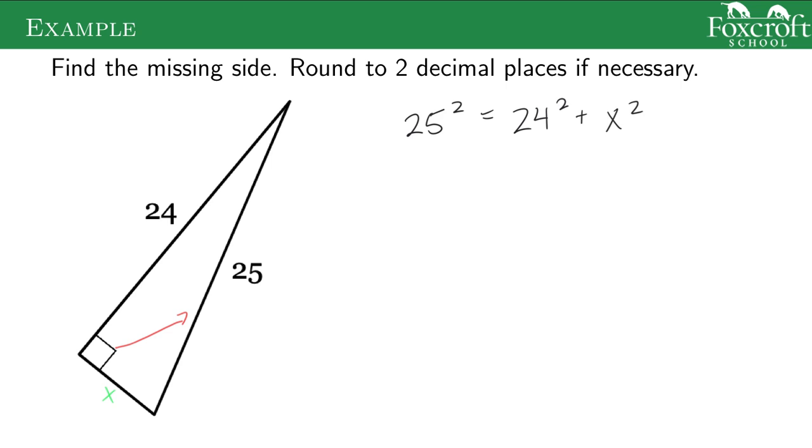So now, first thing I'm going to do is square both these numbers. So 25 squared is 625. And I'm just using a calculator to do these. I don't know how to do these in my head. 24 squared is 576 plus x squared. I want to solve for x squared. In this case, because there's no single x term, I can just get the numbers to the other side. So I'm going to subtract 576 to the other side. 625 minus 576 is 49.